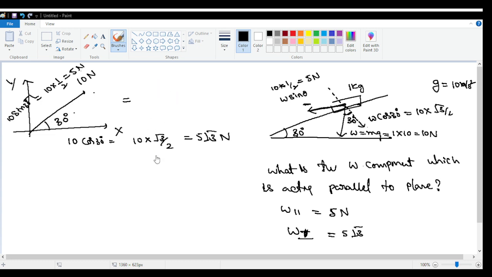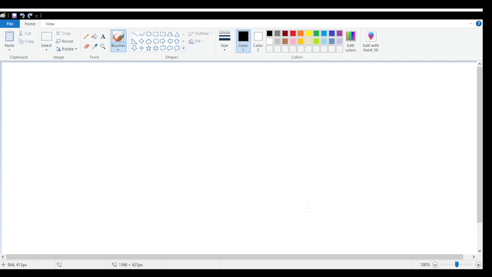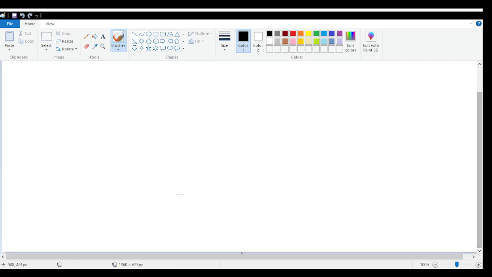The board is not responding, that is why every time I am saving with a new slide. This is coming on only one page, that is why I am taking another board. Now let me go to another concept.